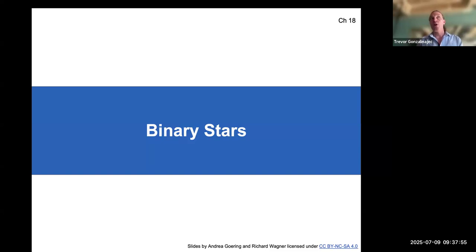So hopefully it seems totally obvious. We care about mass and size. But why do we need binary stars to do that?